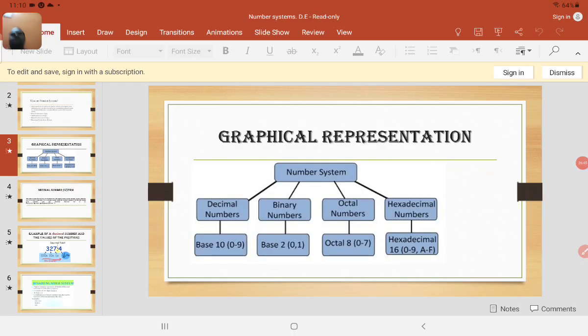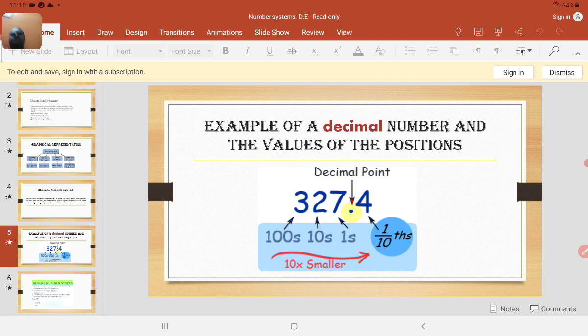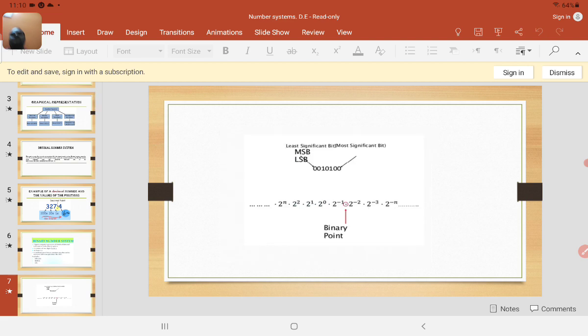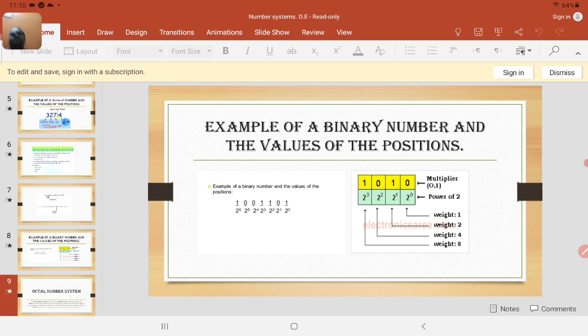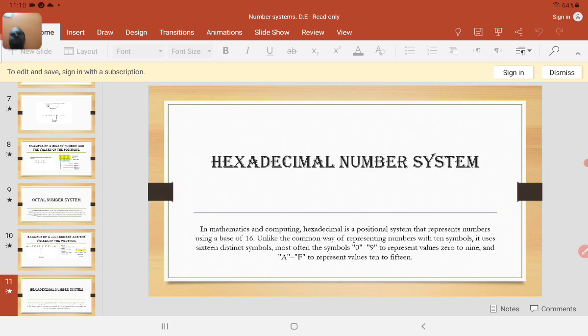So what are number systems? It's the graphical representation of the number systems. This is the decimal number system, and how to denote the decimal point and decimal number, and what is meant by the binary number system, and how we denote binary numbers, and how the bit positions are present in binary numbers. And what is meant by the octal number system, how we denote the octal number, and the values of the positions. And what is meant by the hexadecimal number: it is an alphanumeric number system, where 0 to 9 are the numbers and A to F are the alphabets.